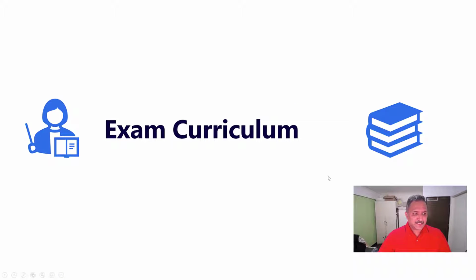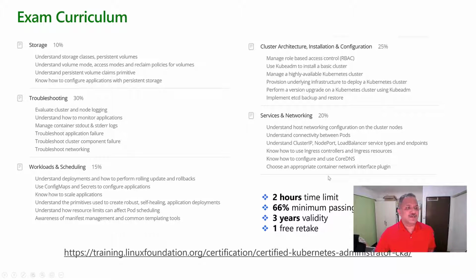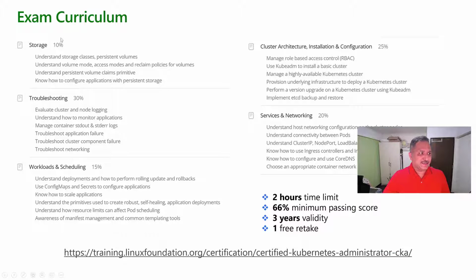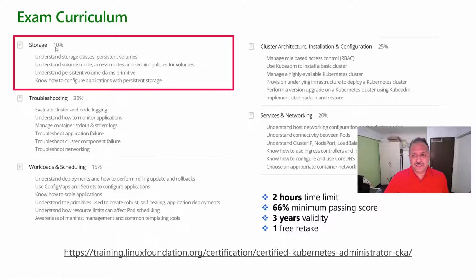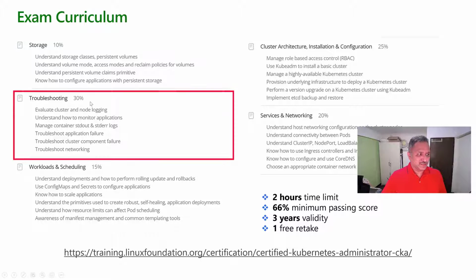So the exam curriculum is based on different things related to administering the Kubernetes cluster, and it is spread across these 5 main topics, starting with storage, which consists of about 10% of the questions related to the exam. Then the troubleshooting is about 30%, and you can read through the different topics or the domains under each of these headlines, which try to gauge the capabilities or knowledge of the person who is taking this exam.